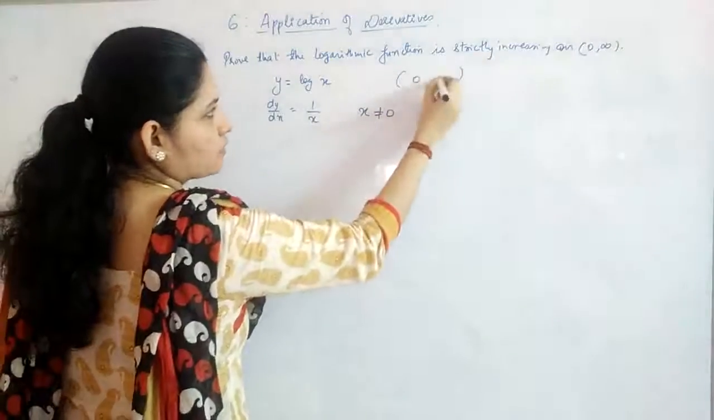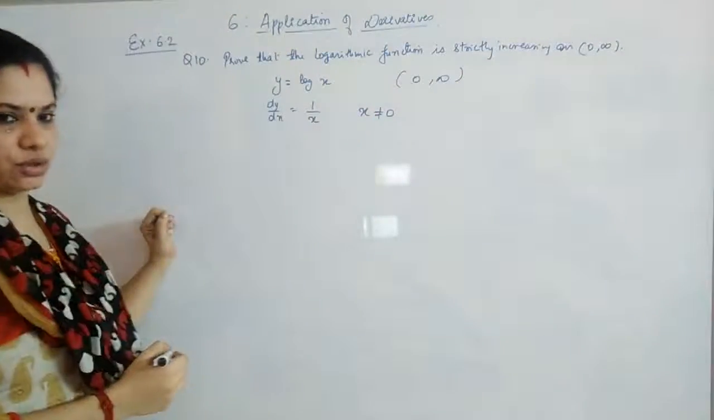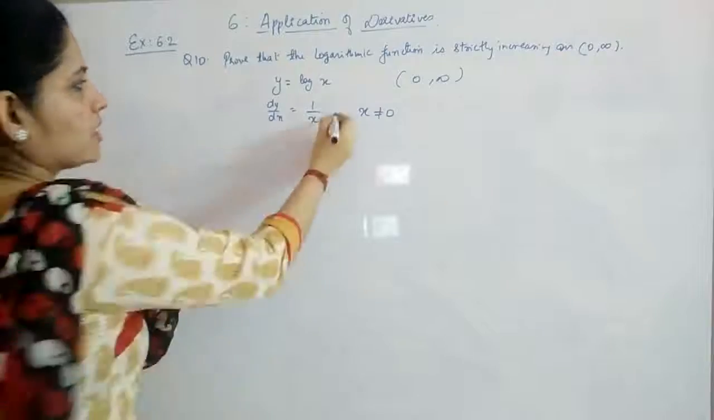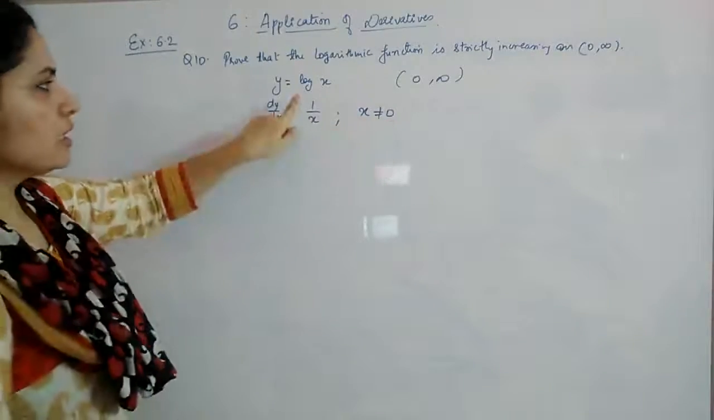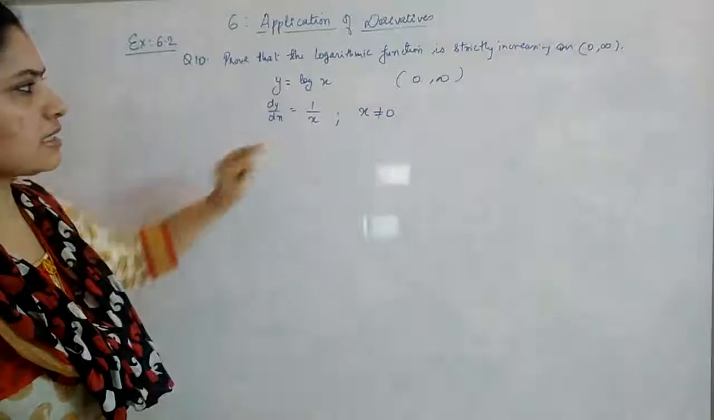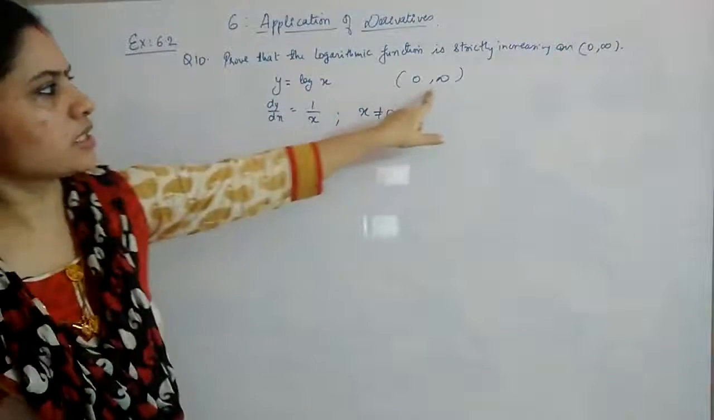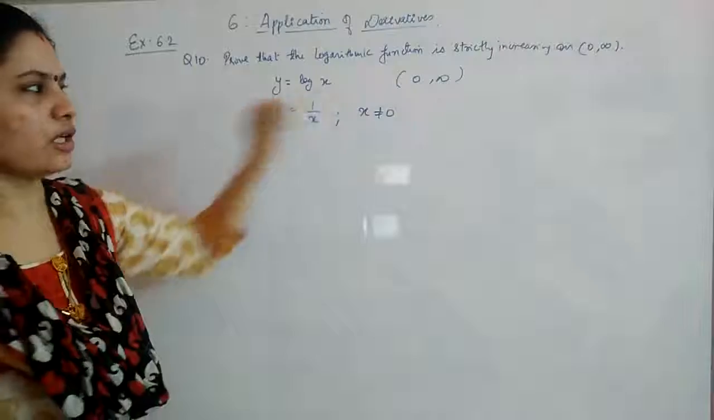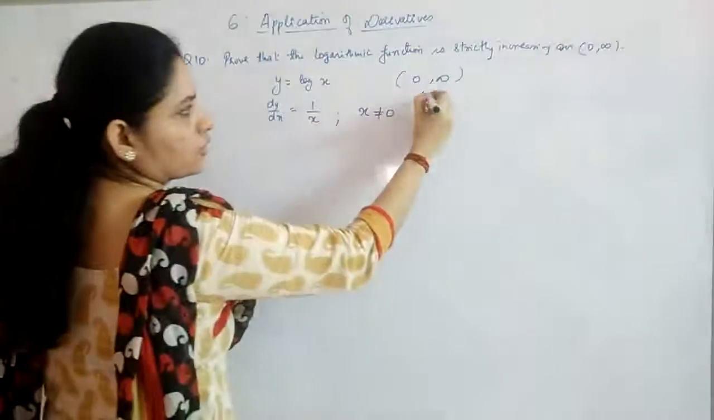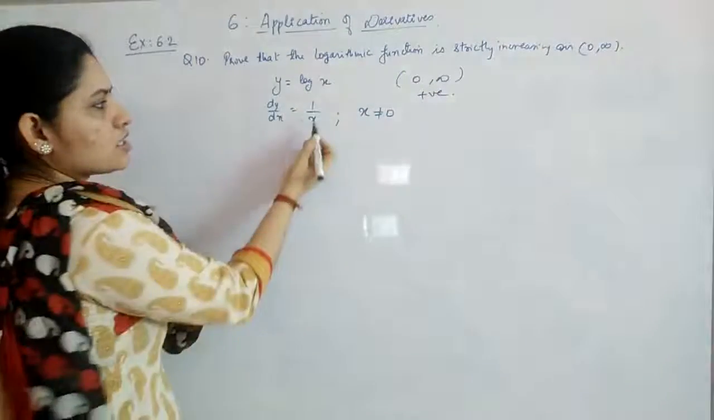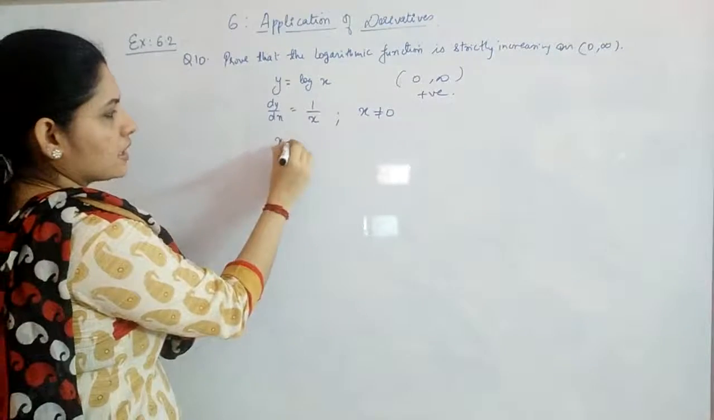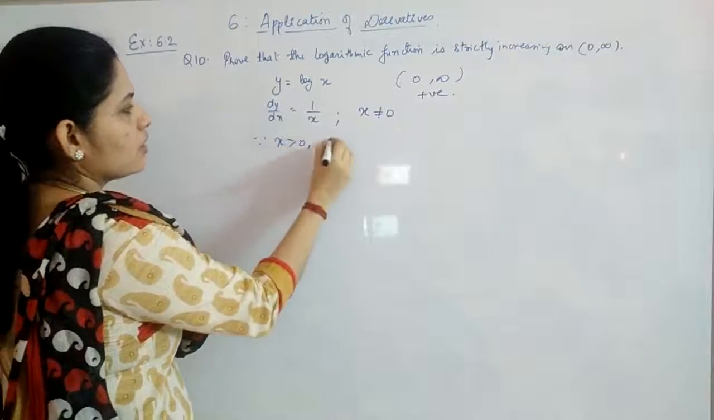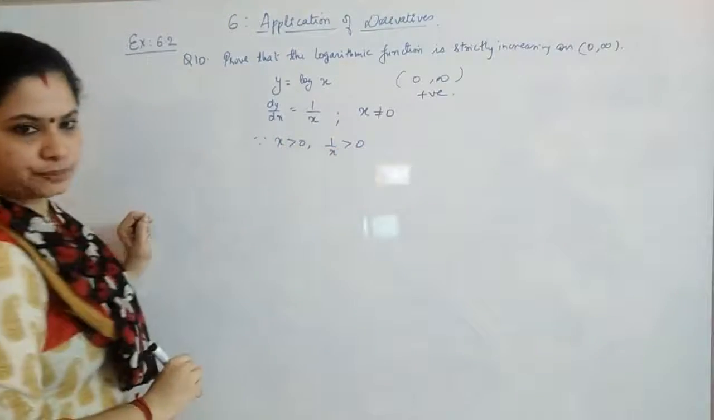Open interval 0 to infinity means it does not have the value 0. So since x does not have the value 0, this function, that is 1 by x, will be a positive quantity between 0 and infinity. Whatever value, that means it is positive only. Now here you have only positive values. So if you substitute any positive value, you can say that since x is greater than 0, 1 by x is also greater than 0.